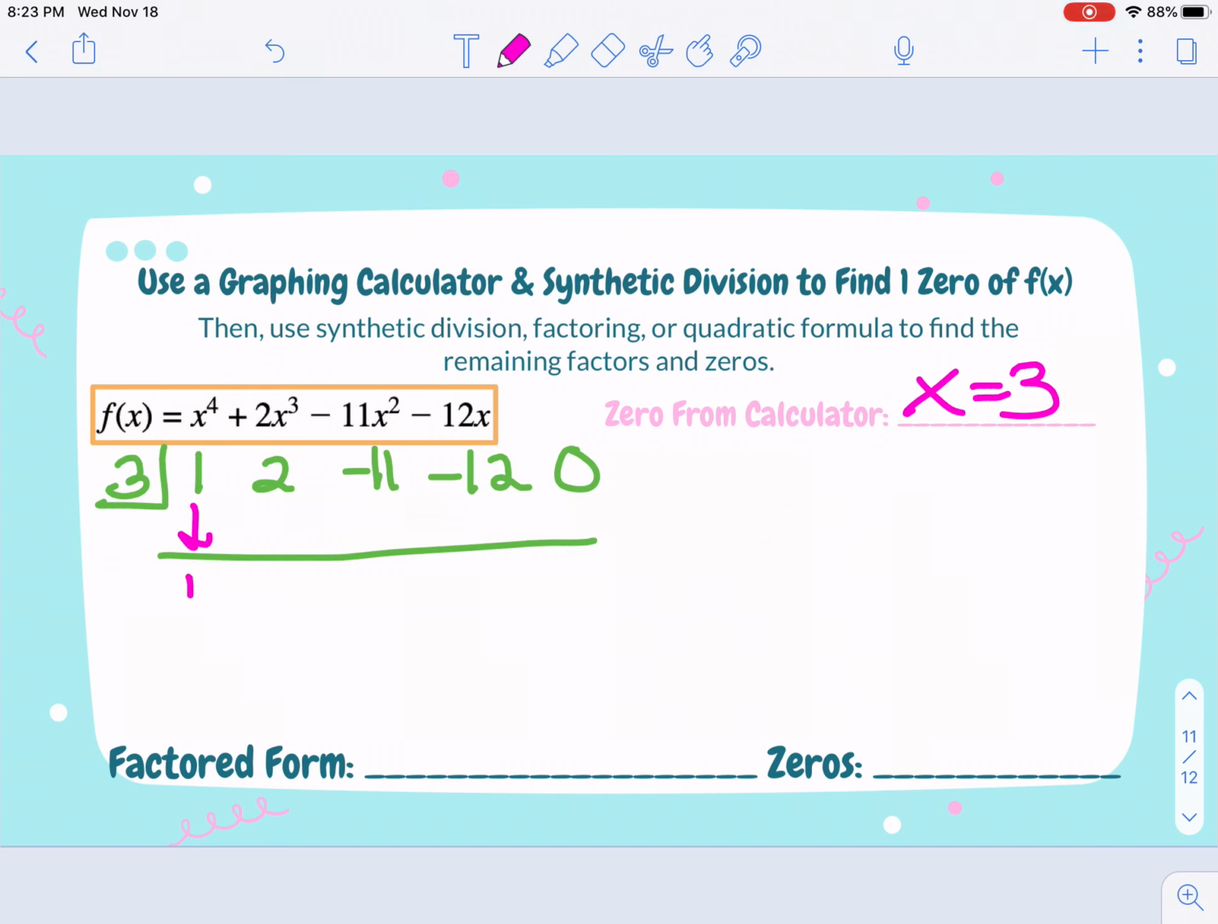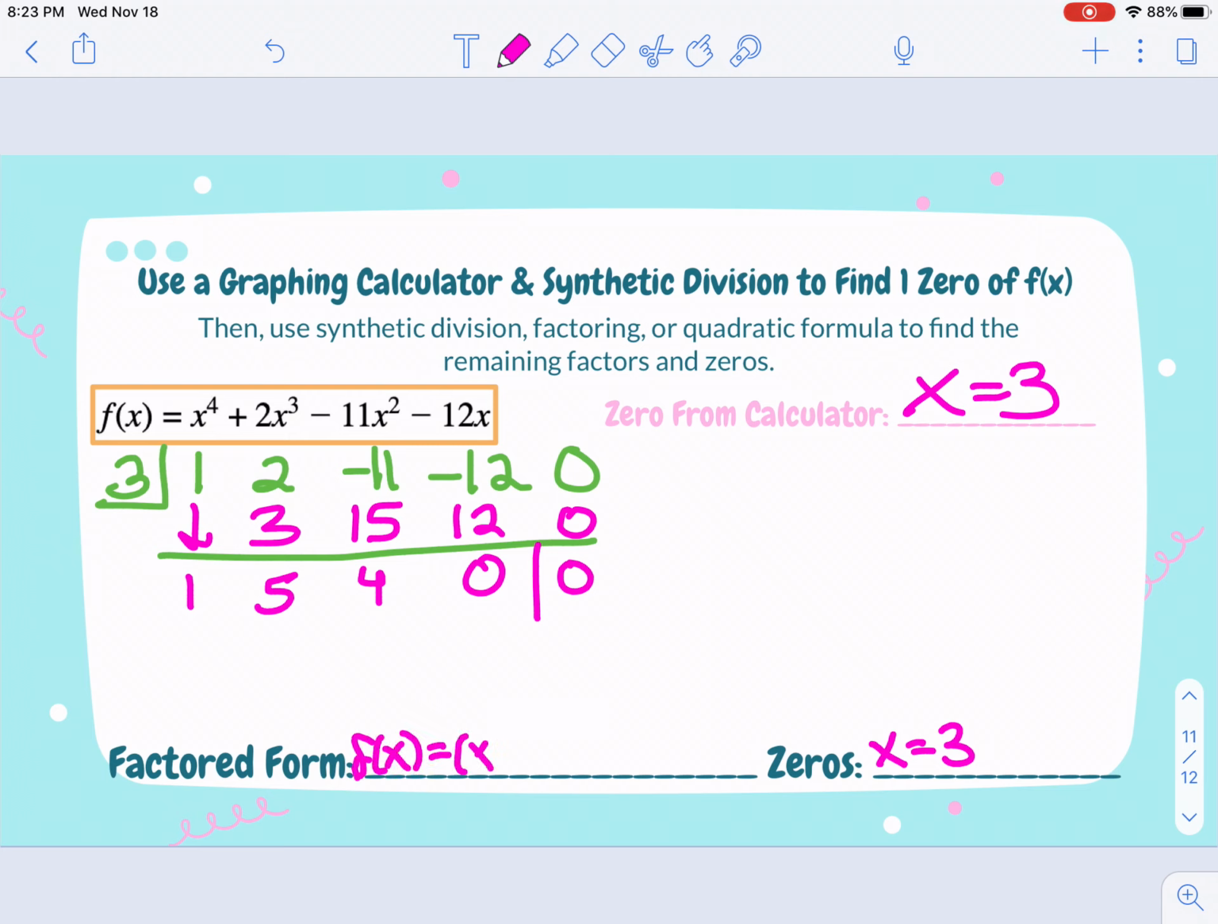If I bring down the 1, I have 1 times 3 is 3, 2 plus 3 is 5, 5 times 3 is 15, negative 11 plus 15 is 4, 4 times 3 is 12, negative 12 plus 12 is 0, 0 times 3 is 0, and we have a remainder of 0. So we know for a fact that x equals 3 is one of our zeros, and the corresponding factor is x minus 3.